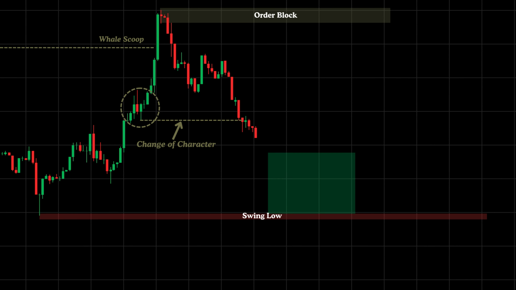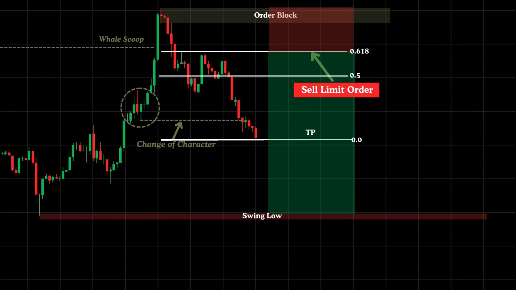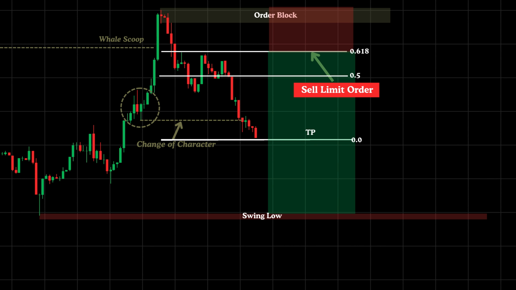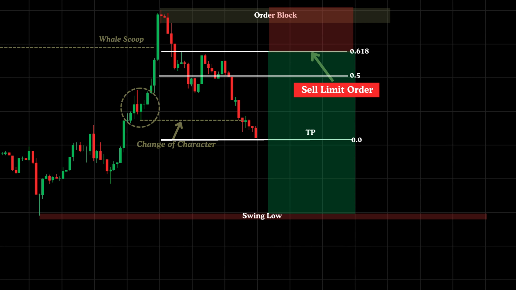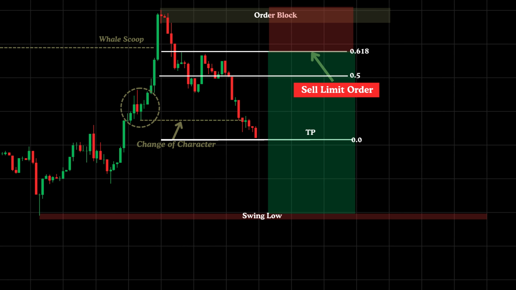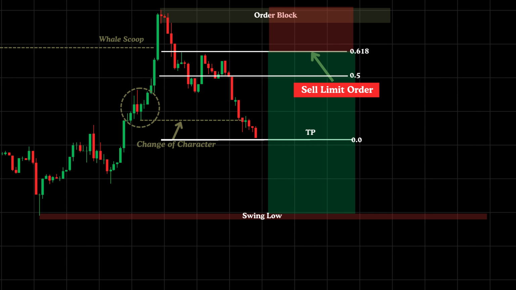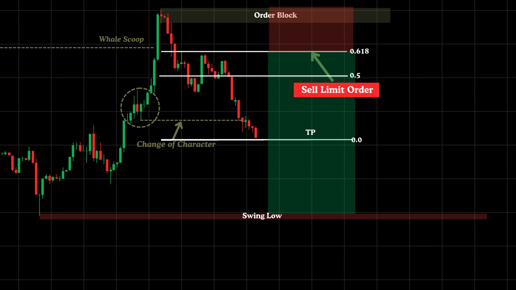I'll be placing a sell limit order at the 0.618 Fibonacci retracement level derived from the change of character move. This method provides an optimized entry point with a tighter stop loss, improving our overall risk-to-reward ratio. Unlike placing an order solely on the order block, which might miss ideal entry opportunities, this approach increases precision and reduces potential losses.